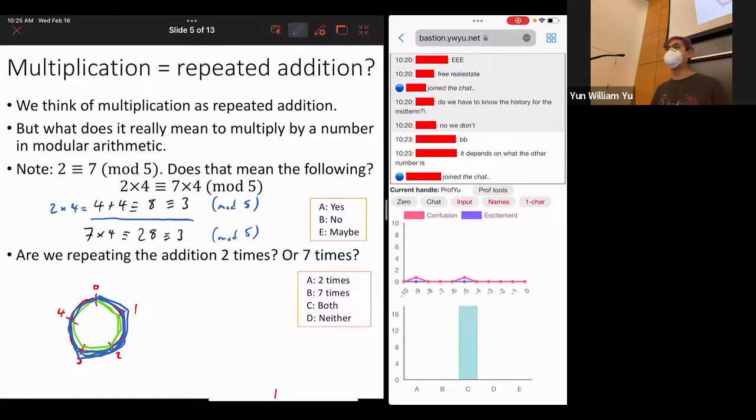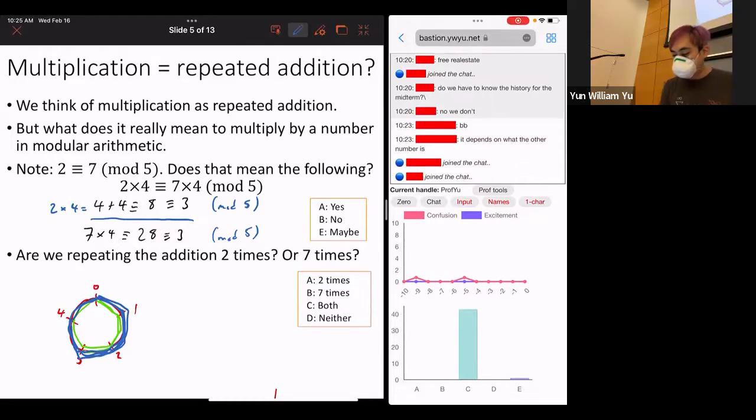Okay, I sort of gave away the answer because my slides are not in the right order today. But yes, the answer is you're doing both. Both are accurate. Doing it 2 times and doing it 7 times are exactly the same. And there is a reason for this. Let's see this in this particular example.